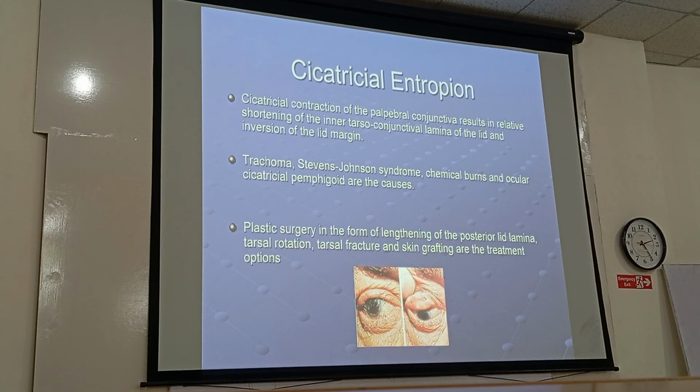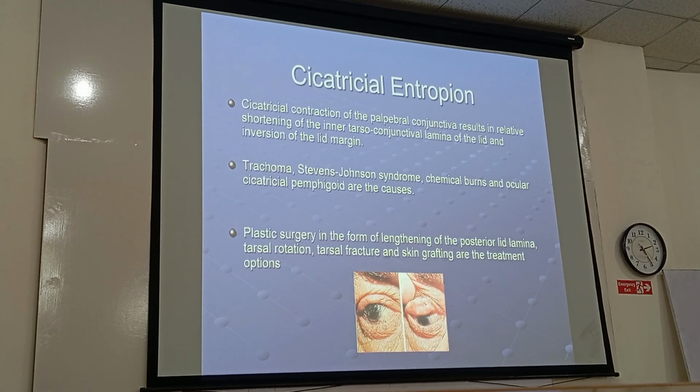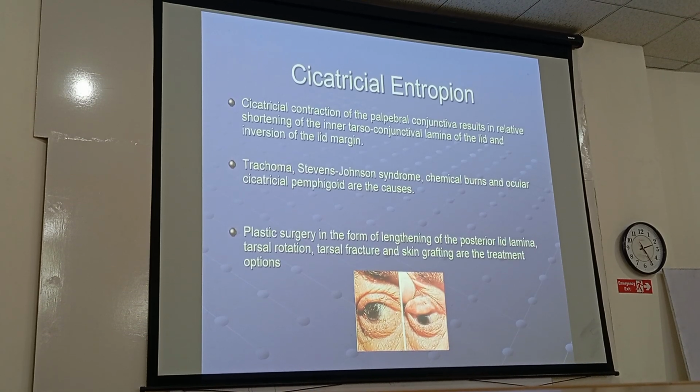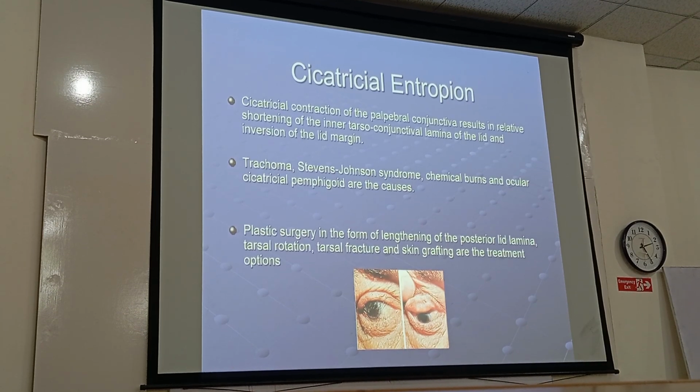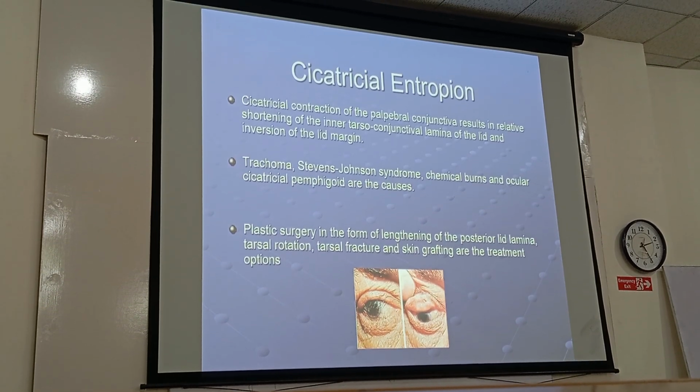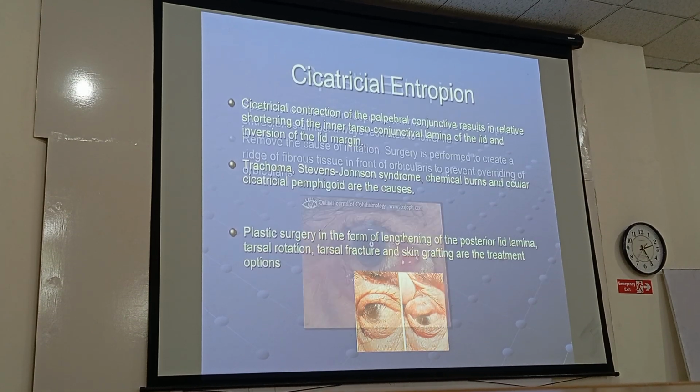amniotic membranes. Nowadays we prepare amniotic membranes from placenta and we use them in several procedures in the eye to improve the healing. So this is a tough job to treat this cicatricial entropion.